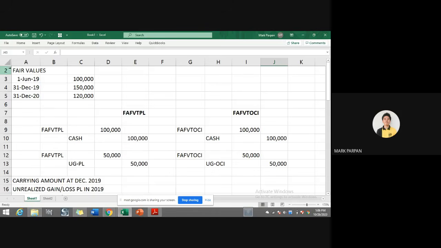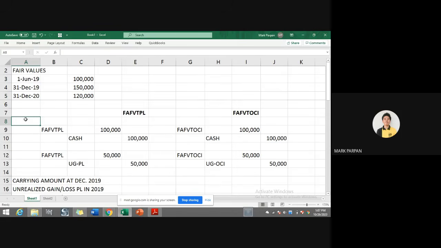So let's assume these fair values. At July 1, it was purchased at 100,000. At December 31, 2019 year end, the fair value rose from 100,000 to 150,000. But after a year, it went down to 120,000. Okay, so let's journalize first for 2019.